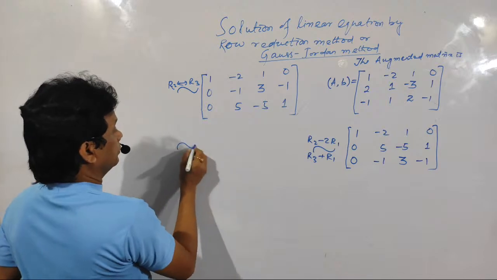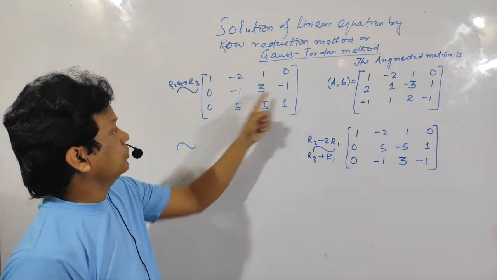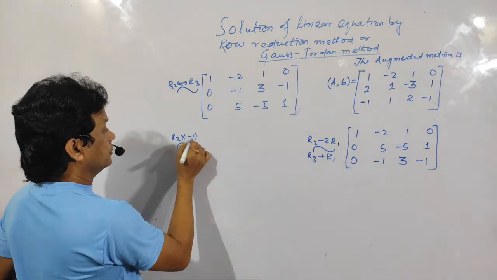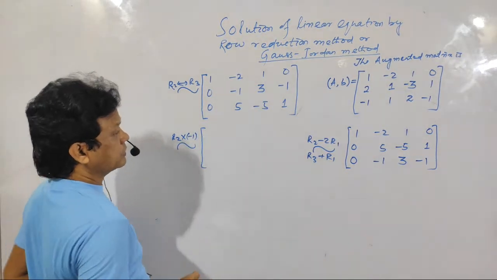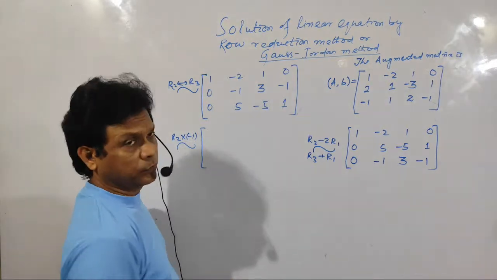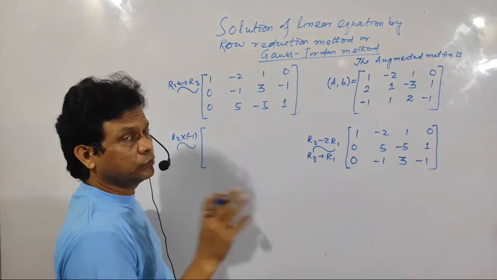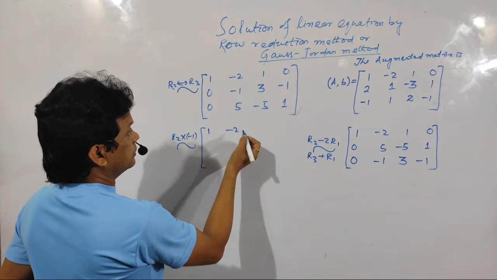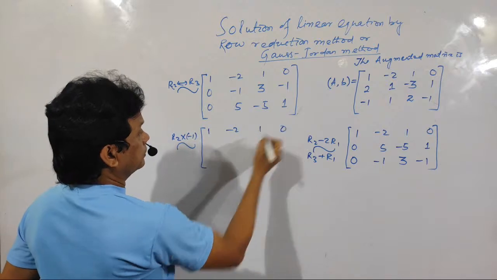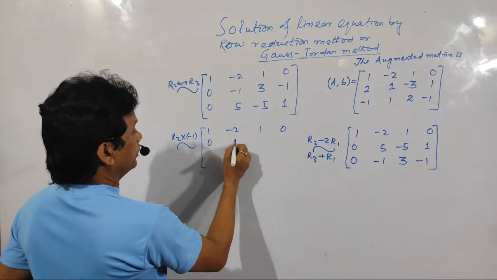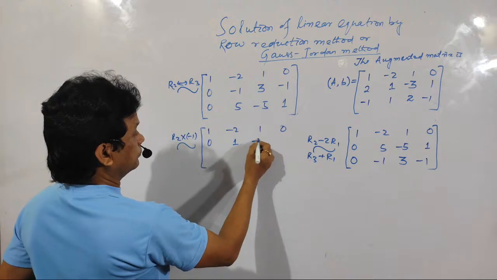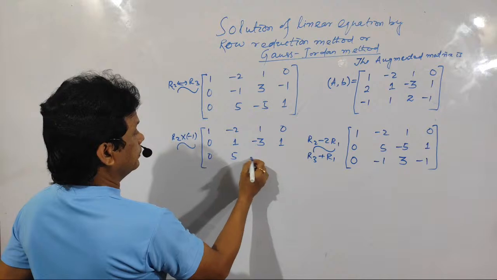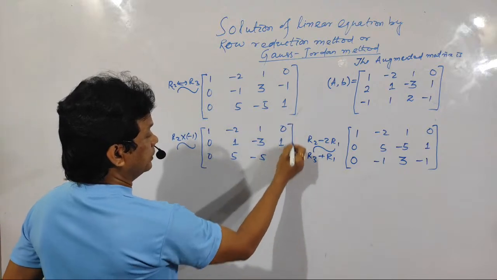Clear? Now multiply minus 1 to this row, so that it will become plus 1. So R2 into minus 1. Always try to solve as whole number. Don't try to convert it to fractions. Okay. In the worst condition you can convert it. That means 0, I am multiplying minus 1 to this row. Minus 3, it is 1. Then 0, 5, minus 5, this is 1. Is that clear to you?